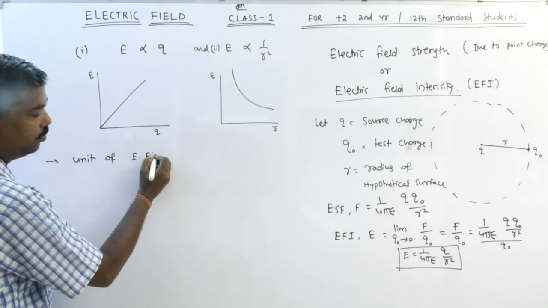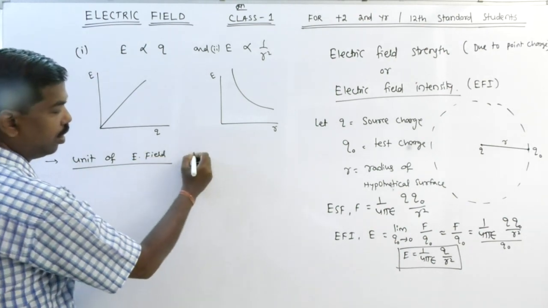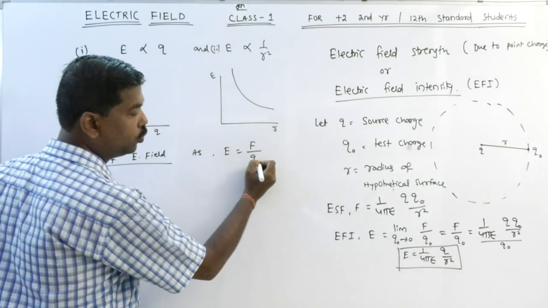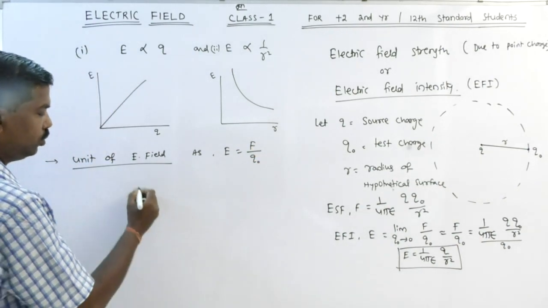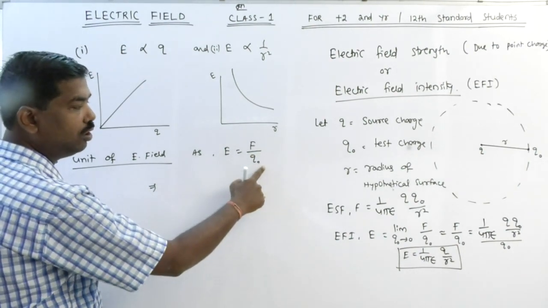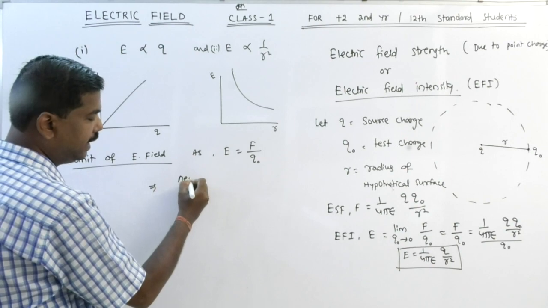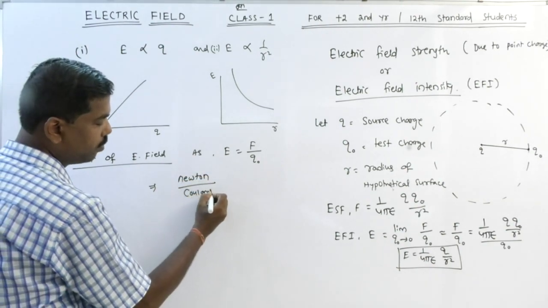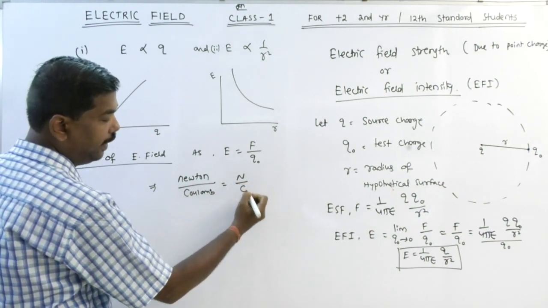Unit of electric field. As electric field is equal to force by test charge, the unit of force is Newton and the unit of charge is Coulomb, so it can be written as Newton per Coulomb, or N by C.